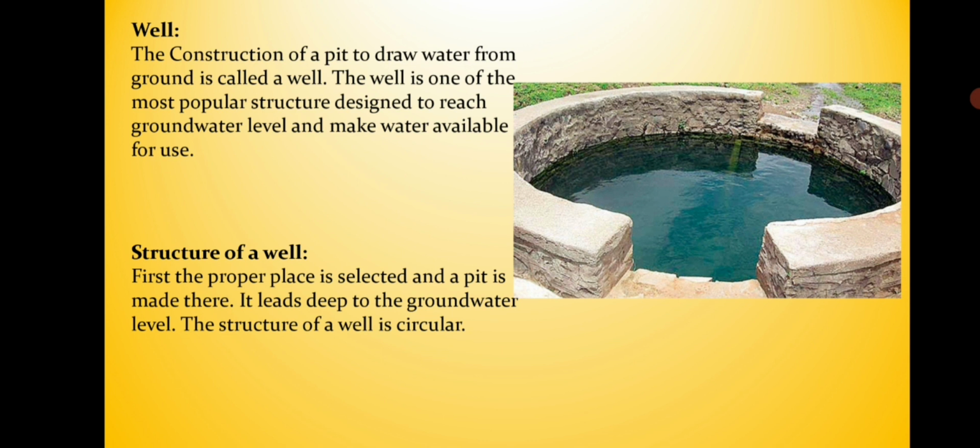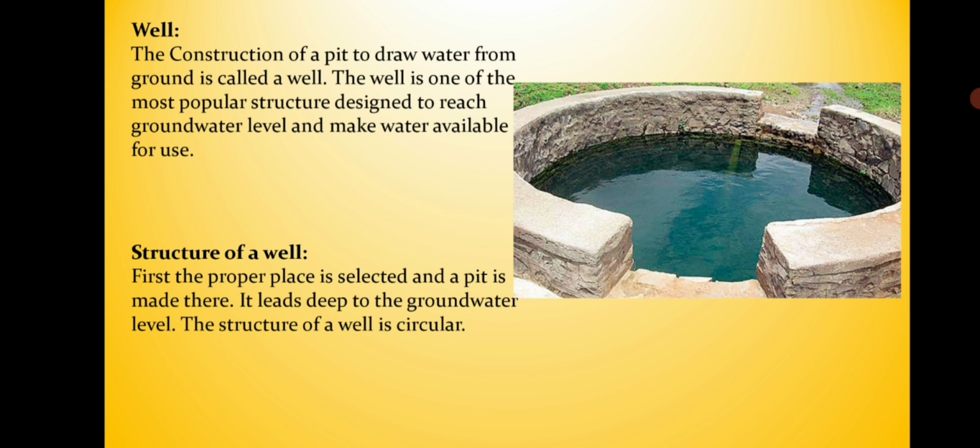Water from wells is extracted by electrical equipment or by manpower, and it is used for domestic as well as for agriculture or irrigation purposes. Now let us see the structure of a well. Everybody must have seen how a well is built, or if you don't know how it is built, you must have at least seen a well and how it looks. So first let's see how it is constructed.